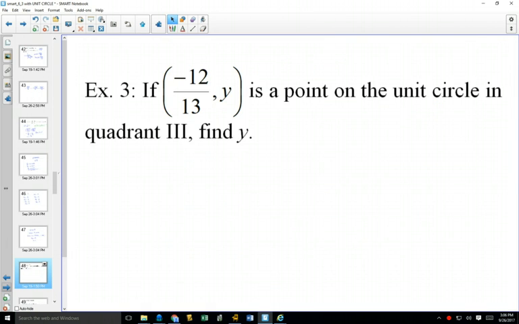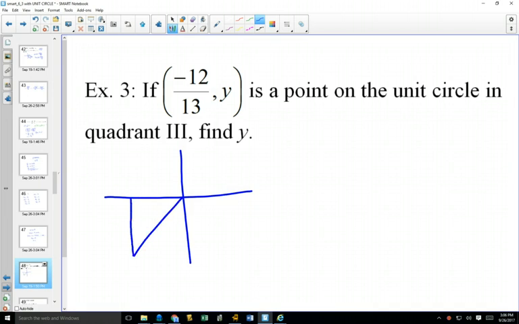We've got another point, (-12/13, y), which is a point on the unit circle in quadrant 3. Find y. So again, another triangle question. We know it's in quadrant 3, so we can draw it in quadrant 3 with our reference angle. And if we know the x-coordinate is negative 12 over 13, what does that tell us? That tells us that cos is negative 12 over 13.